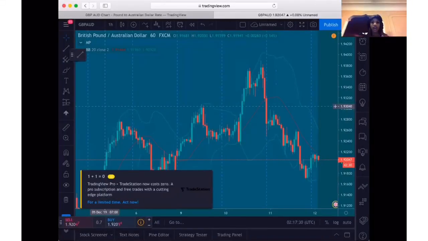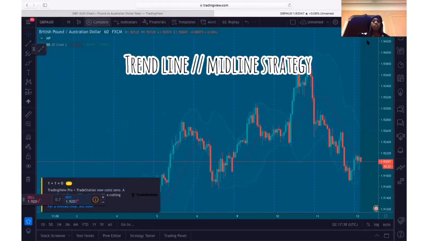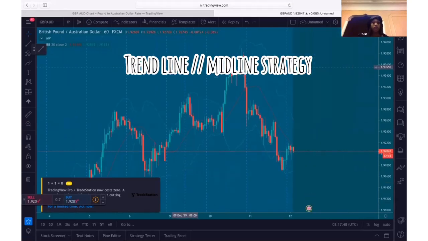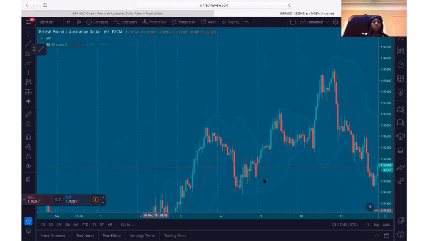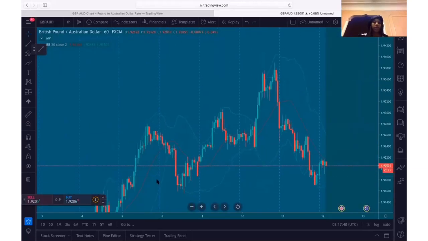Okay, so today what we will be going over is, like I already said earlier, the trend line strategy. So right now I'm on TradingView. This chart is on TradingView. What you see here, I have a changed background, so maybe I can do a video on the functions of TradingView. I trade off of TradingView.